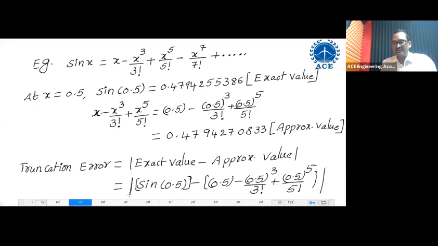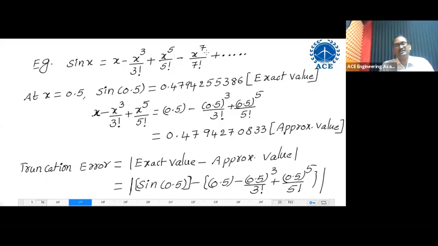How did you get this error value? How did you get the approximate value? Just by omitting the terms. I have substituted x is equal to 0.5 in the first three terms only, and I did not substitute x is equal to 0.5 from this term to the infinite number of terms. I have deleted some infinite number of terms of the series. So then we got the approximate value. A little bit of error has been generated just by deleting some terms of the infinite series. That generated error is called truncation error.